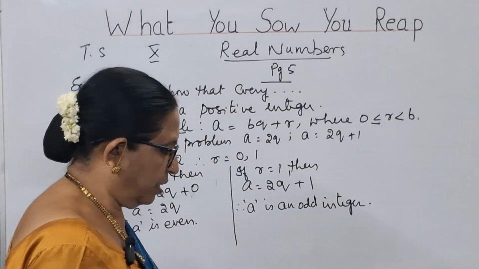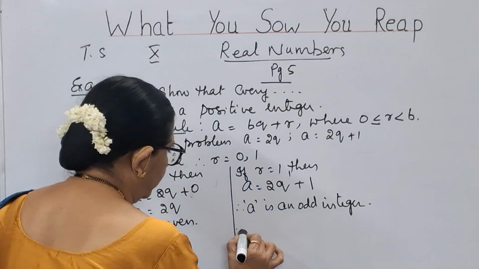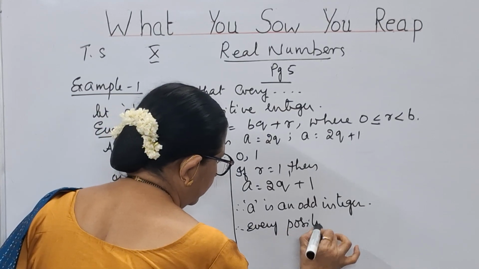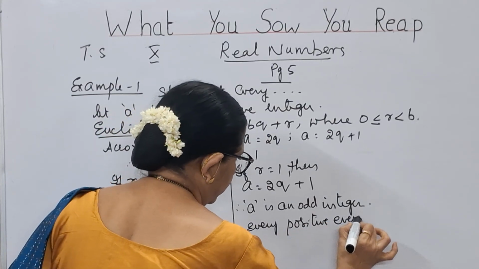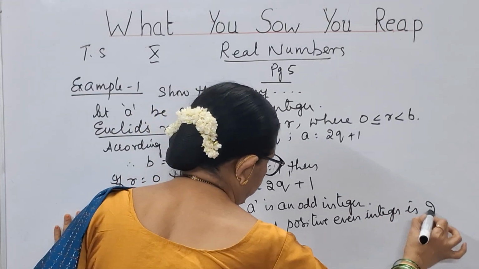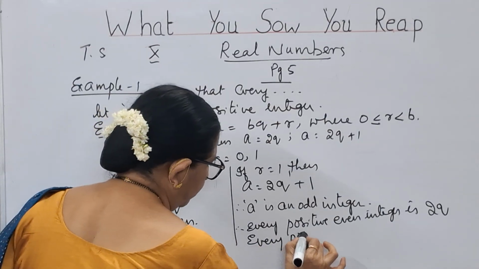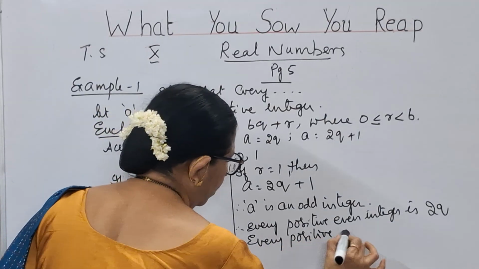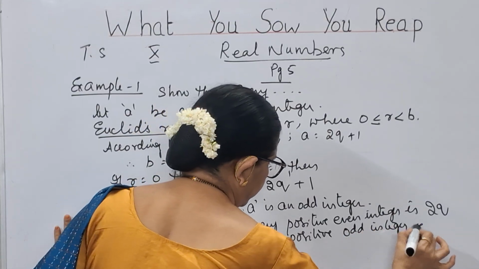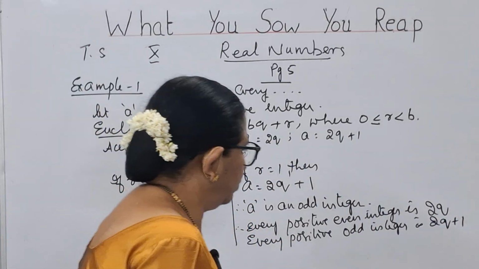What is it that they said? Show that every positive integer. So we will say that every positive even integer is 2q and every positive odd integer is 2q plus 1. This is how we have proved, children.